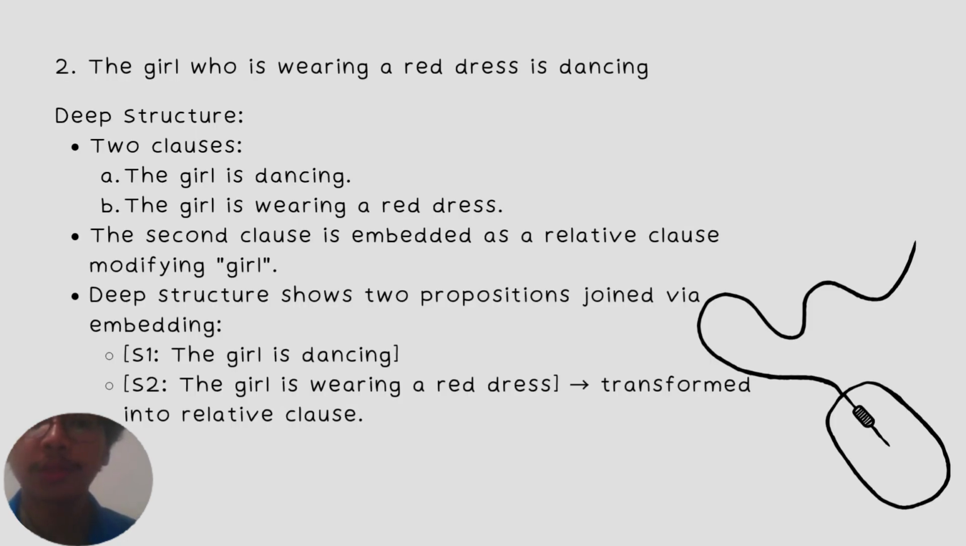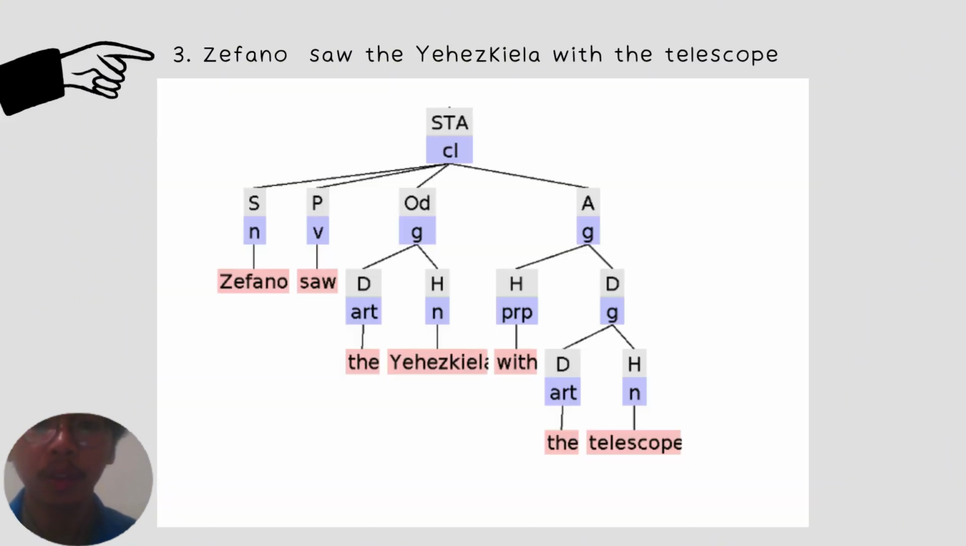So what about the deep structure? There are two clauses in the sentence. The first one is the girl is dancing, and then the second one is the girl is wearing a red dress. The second clause is embedded as a relative clause modifying girl. Deep structure shows two propositions joined via embedding. The first is the girl is dancing, and the second one is the girl is wearing a red dress, transformed into a relative clause.